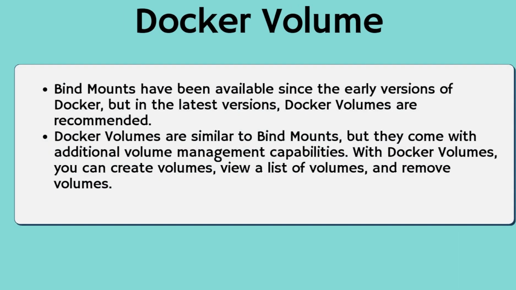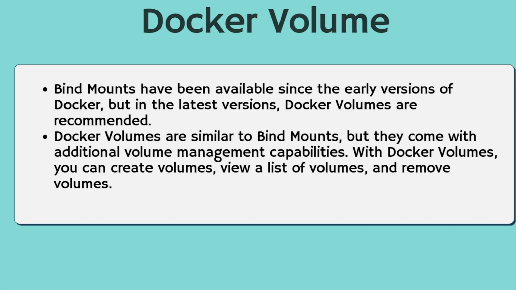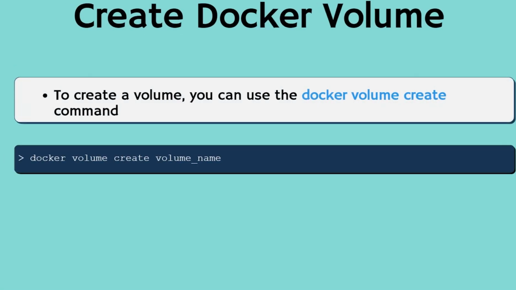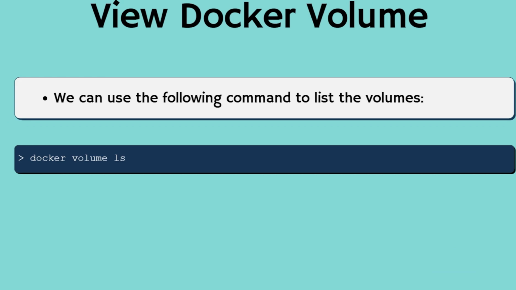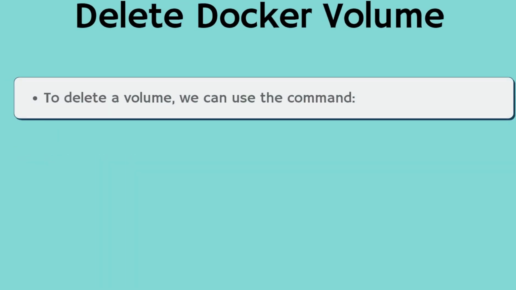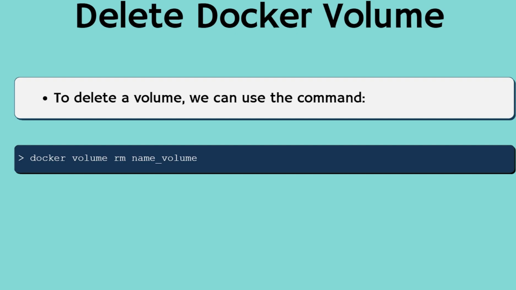Bind mounts have been available since the early versions of Docker, but in the latest versions, Docker volumes are recommended. Docker volumes are similar to bind mounts, but they come with additional volume management capabilities. With Docker volumes, you can create volumes, view a list of volumes, and remove volumes. To create a volume, you can use the command docker volume create volume-name. We can use the following command to list the volumes: docker volume ls. To delete a volume, we can use the command docker volume rm volume-name.